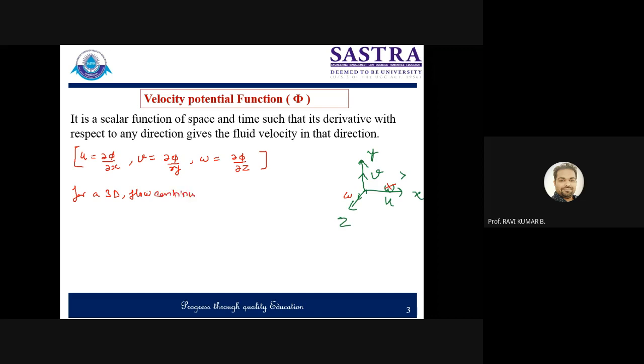Yes, any one of you? For a three-dimensional flow, what is the form of the continuity equation in terms of x, y, z? Yes, are you there?